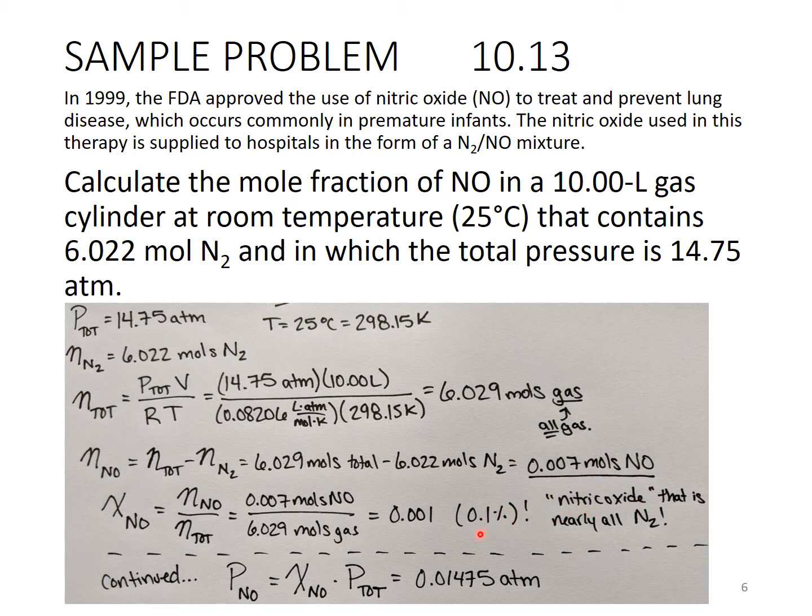So it's interesting that they have a tank of nitric oxide, but it's nearly all nitrogen gas, right? I mean, it's a very low concentration of nitric oxide. It's only 0.1% of the moles of gas.